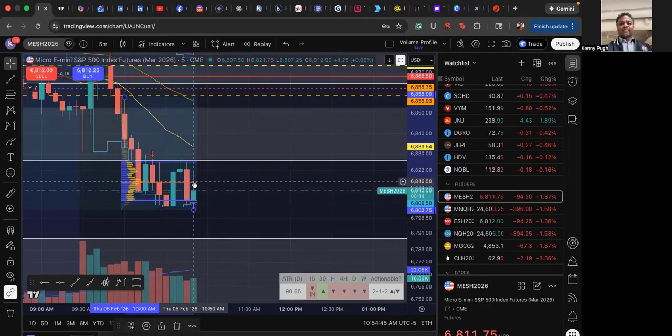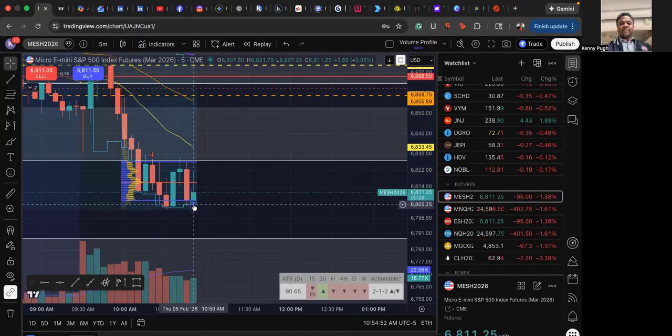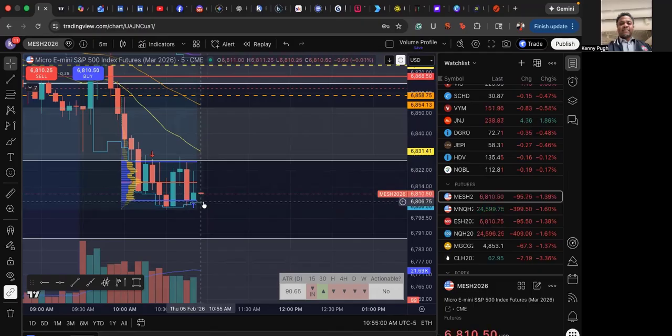If that doesn't work, then we will see if it decides to break on out of this box. And then once it breaks out, we'll wait for a retest. And then we can enter in at that point and continue to trend down. So there's multiple options as far as entry is concerned. And so we'll just kind of see what the market gives us.